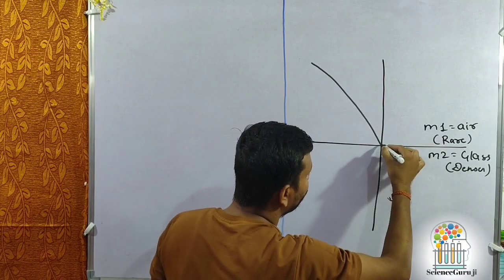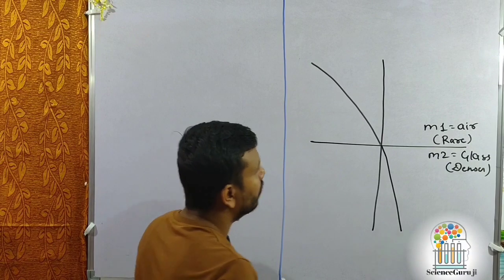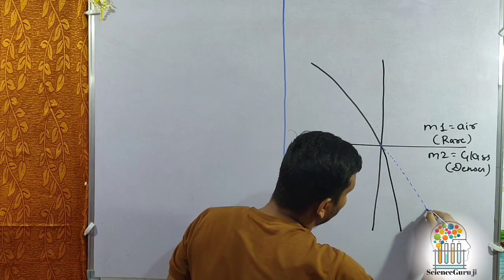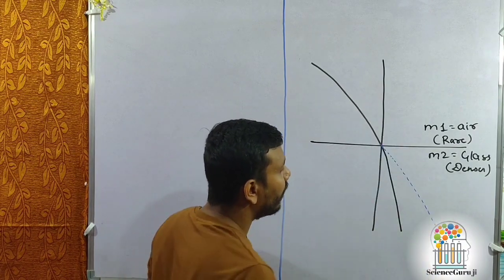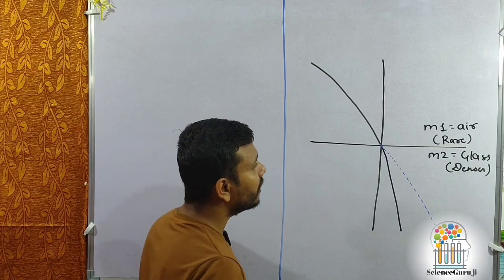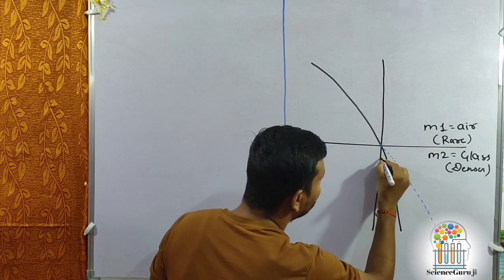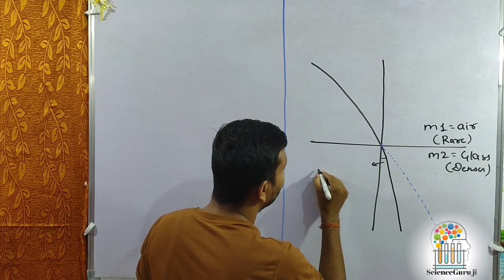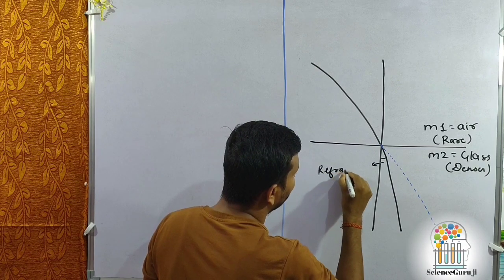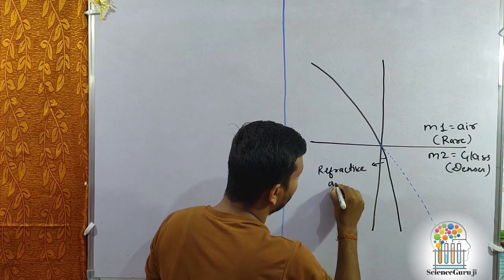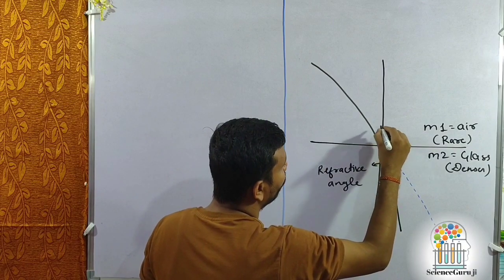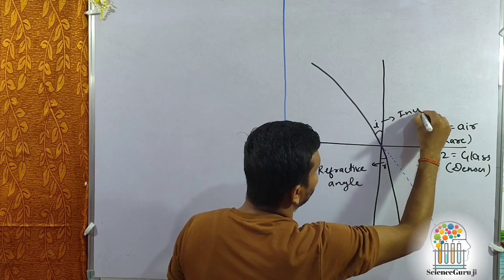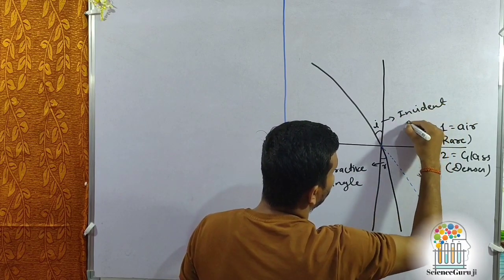Let me draw it, it should go like this, but it does not go parallel into the second medium. It just bends from its path, and here one angle is forming. This angle is known as the refractive angle. And here another angle is forming, and we know that this one is our incident angle.